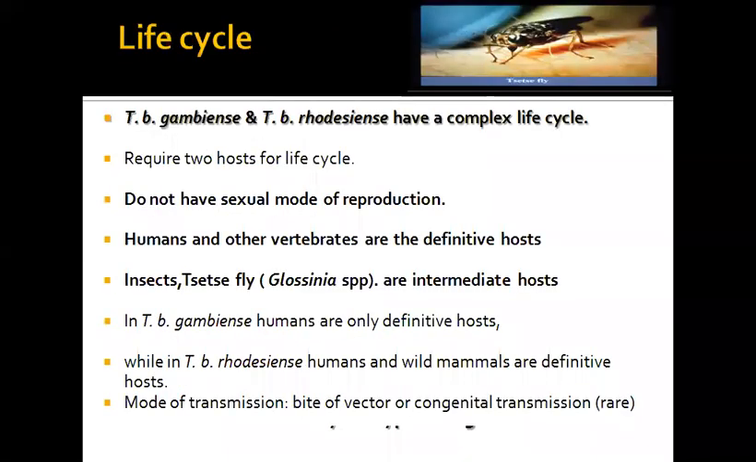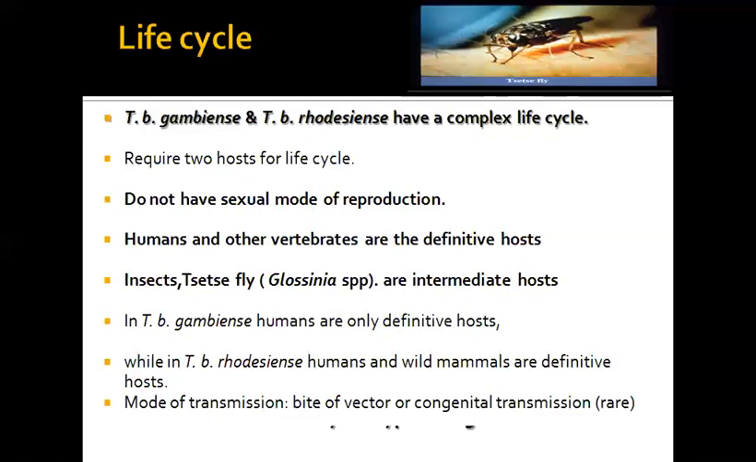Coming to the life cycle of Trypanosoma brucei. Trypanosoma brucei subspecies gambiense and subspecies rhodesiense have a complex life cycle. They require two hosts for completion of their life cycle. They do not have a sexual mode of reproduction. They divide by binary fission.